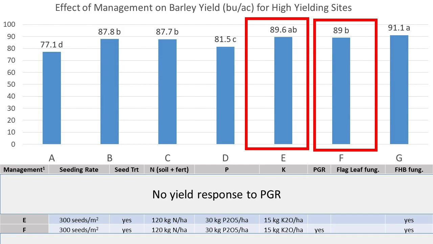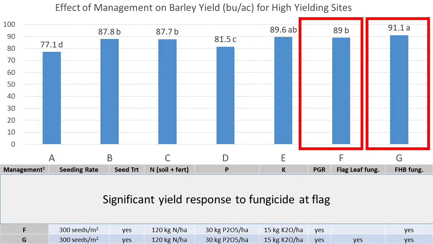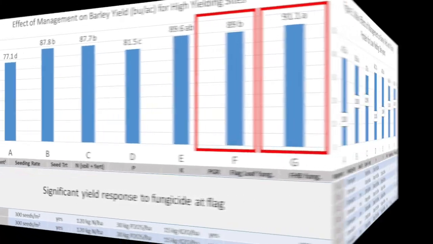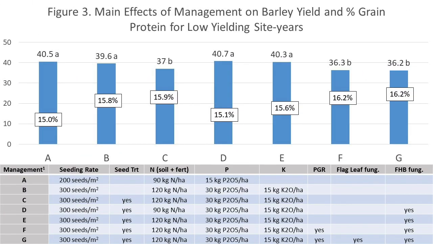Lodging just wasn't a significant issue for any of the site years. A comparison between F and G shows the additional application of fungicide at flag did significantly increase yield. Here's the effect of management on barley yield for the low-yielding site years.